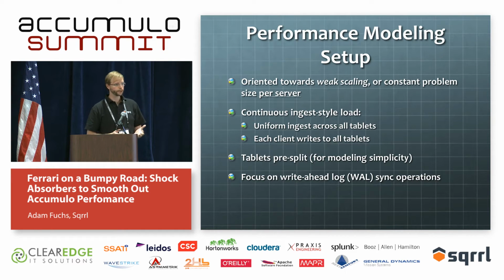The type of load that we're going to look at here is continuous ingest style load. Right, so I take a bunch of keys on the clients that I'm writing, create mutations out of them, but create them randomly. So the random keys are going to be uniformly distributed across the tablets. And every client that I have is actually going to write to all of the different tablets. This becomes important when we talk about how these things get split up and batched, which has effects on the number of synchronizations that we do.